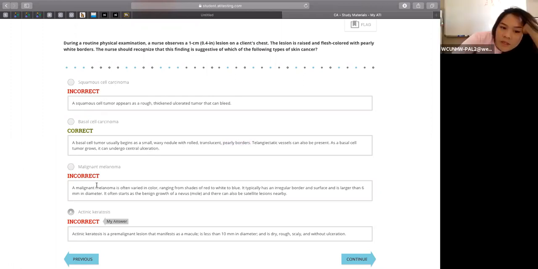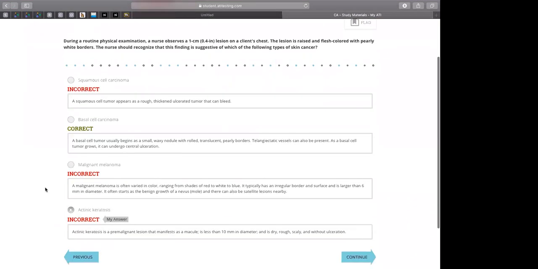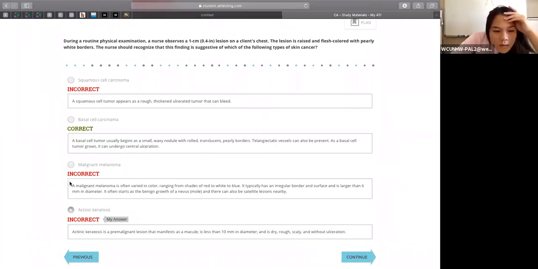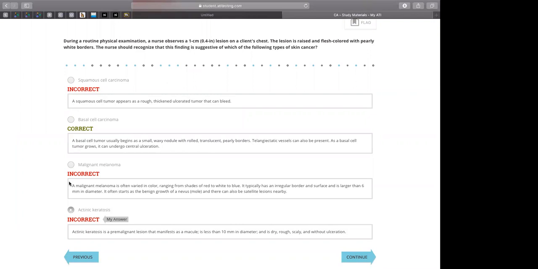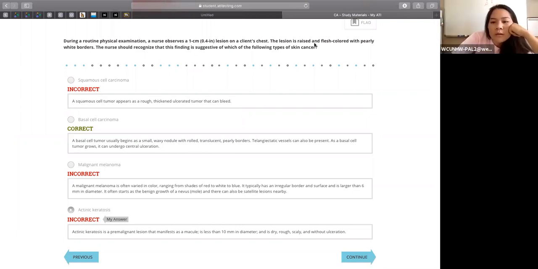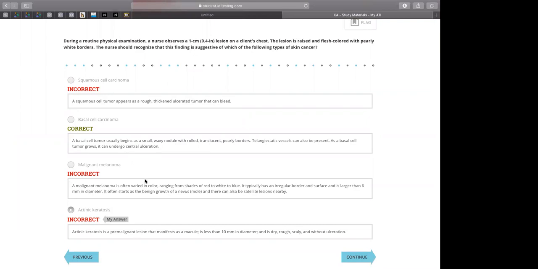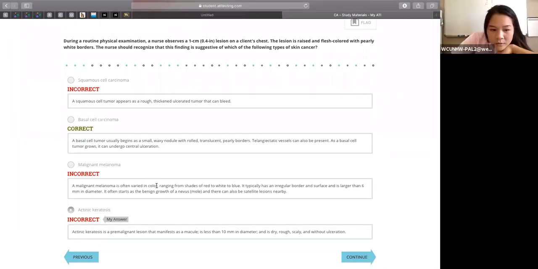Do you want to read the explanation for the other ones? We have 30 minutes. Yeah. I thought melanoma referred to the skin. So with melanoma, they're going to have a raised lesion. The border is not going to be pearly white. It's going to be multicolored. Okay. I wonder if this is in here. Yeah, often vary in color.